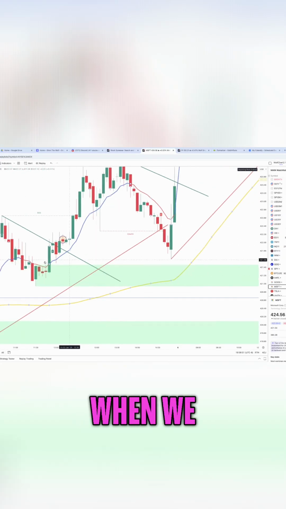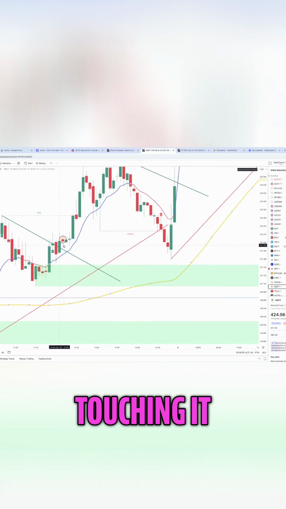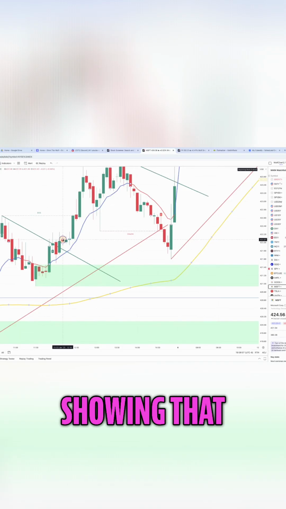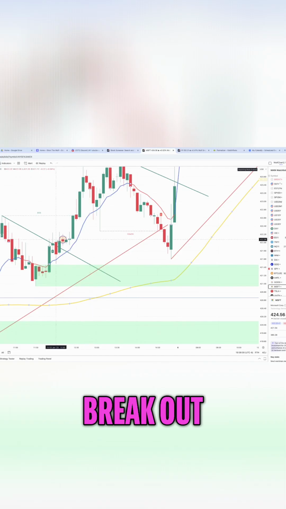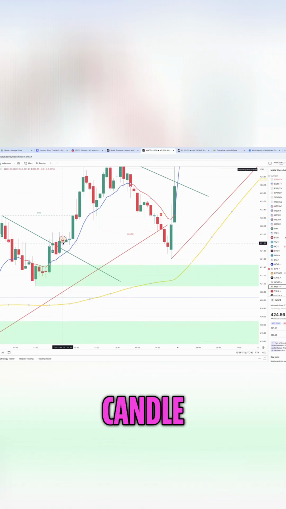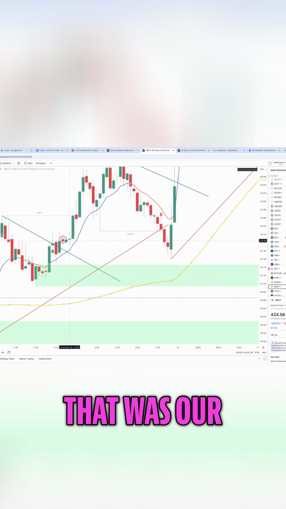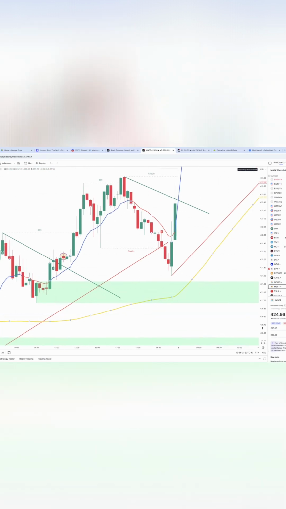So that's why when we dominate it and open a candle on the other side of it without touching it, that's the stop price showing that, okay, it's ready to break out. So then we got this candle that showed dominance. Even though this is a small red candle, it opened and closed on the other side of this trend line and above the 12 EMA. That was our confirmation for calls.